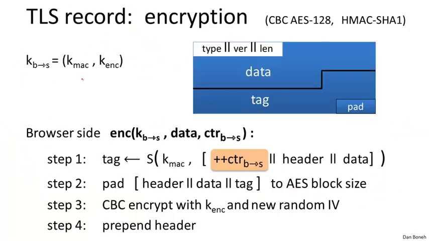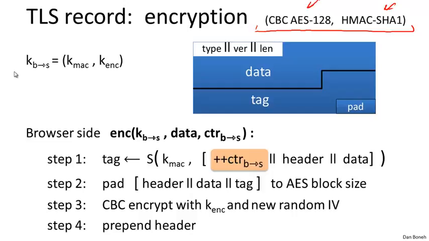Okay, so let's look at the details of how the record protocol works. In particular, I'll show you the mandatory cipher suite, which is encryption using AES-CBC and MAC using HMAC SHA-1. Remember, TLS uses MAC-then-encrypt, where the MAC algorithm is HMAC SHA-1 and the encryption algorithm is AES-128 in CBC mode.